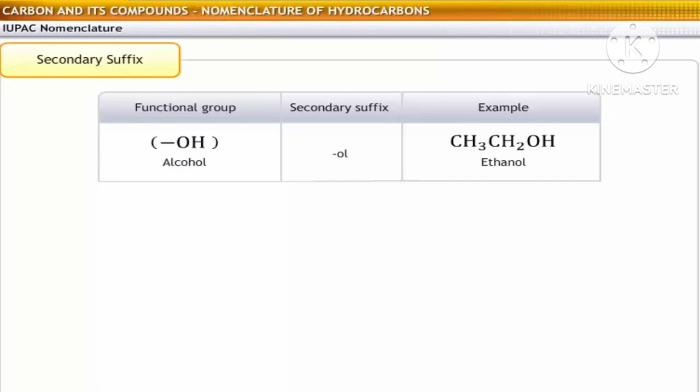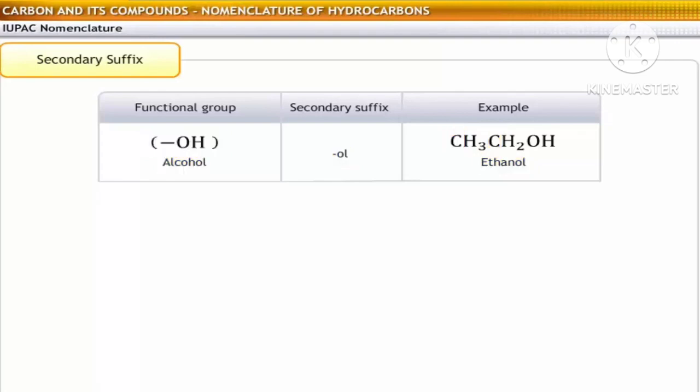For example, a molecule of ethyl alcohol contains 2 carbon atoms, so the root word is eth. It is saturated, so the primary suffix should be ane. But as there is a functional group OH in the molecule, remove the e from the name of the molecule and add the secondary suffix -ol. Therefore, the IUPAC name of ethyl alcohol is ethanol.